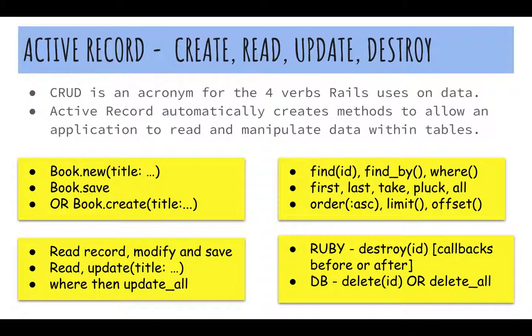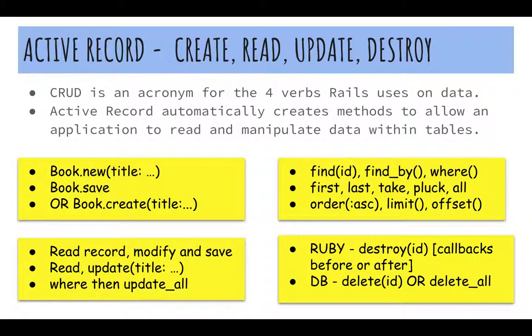We can also destroy or delete, and Ruby's destroy method uses callbacks on the class, on the model. We'll look at callbacks later, but you can add callbacks to your model to say what you want to do before the instance of the model is destroyed, or after the instance is destroyed.